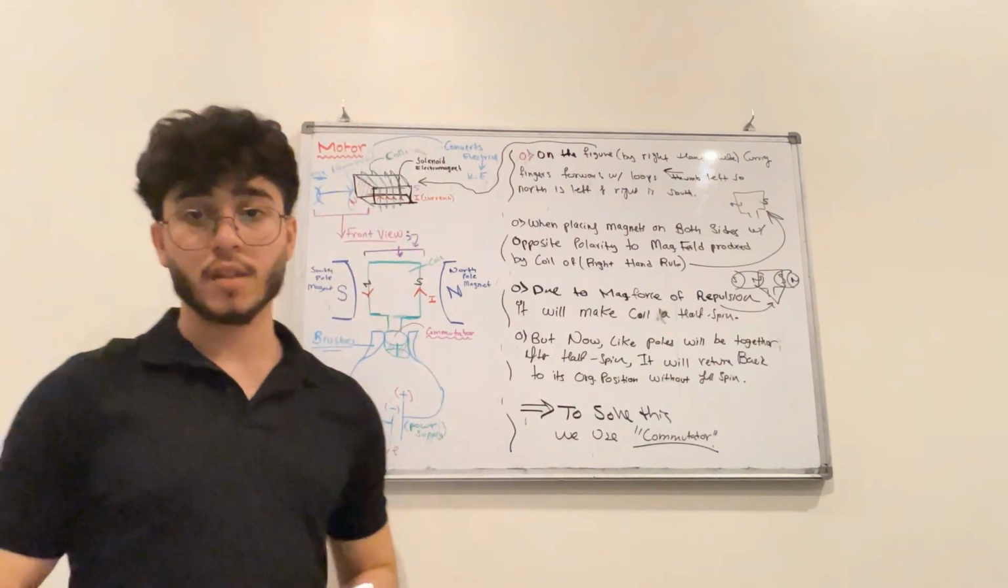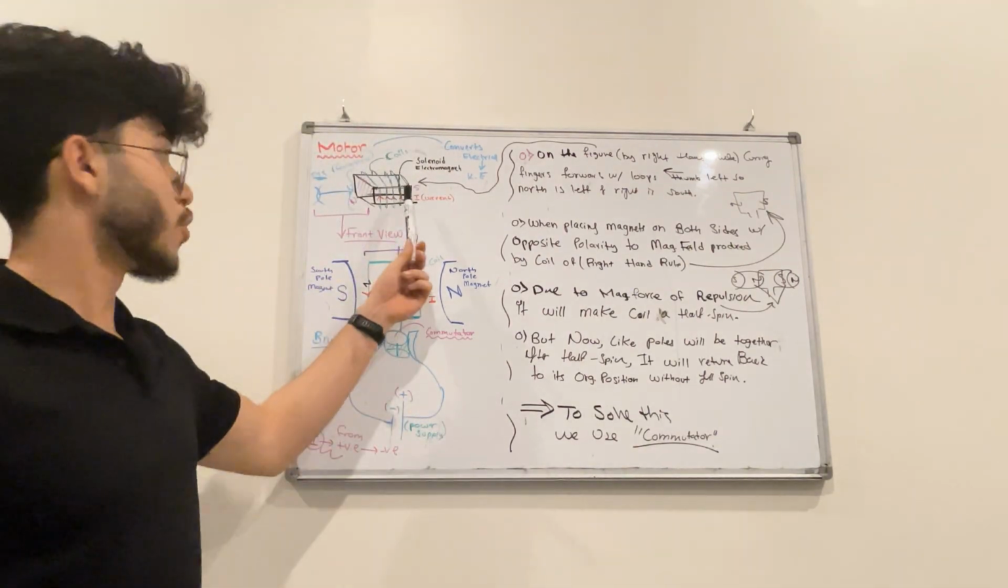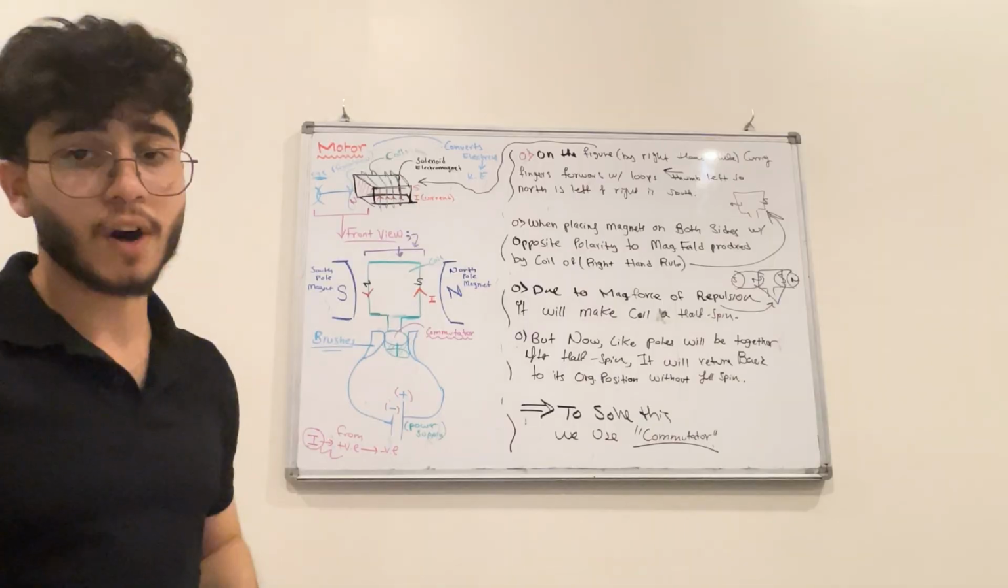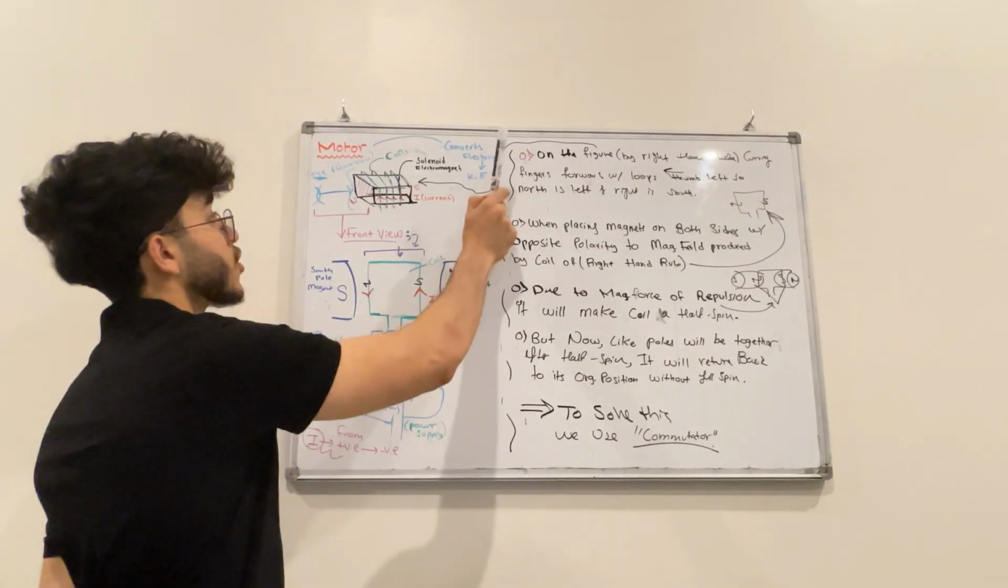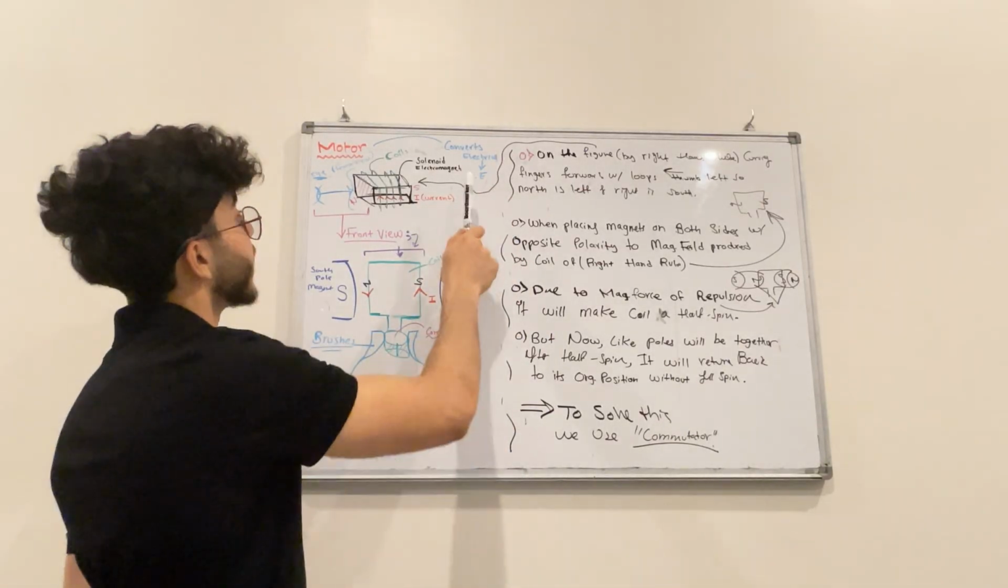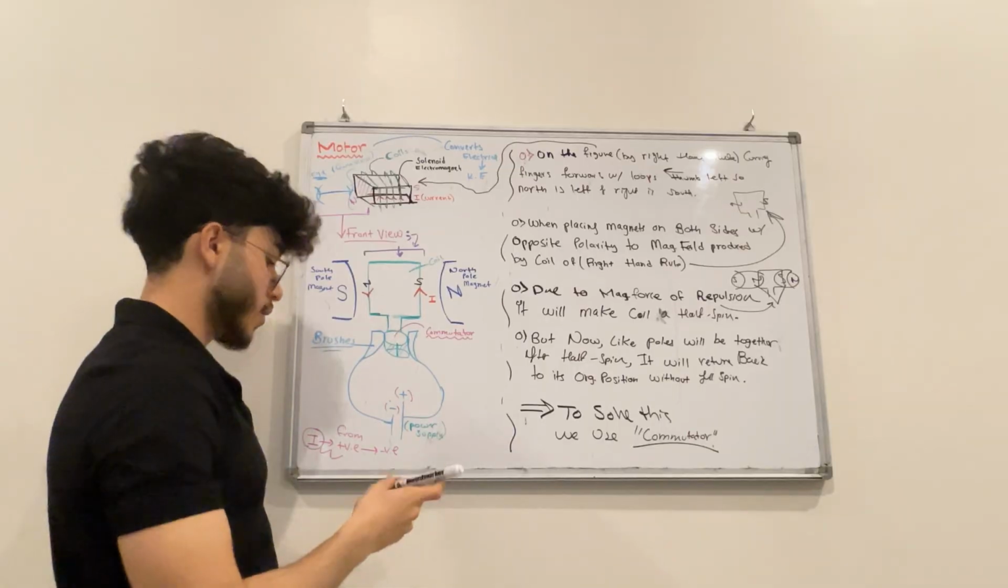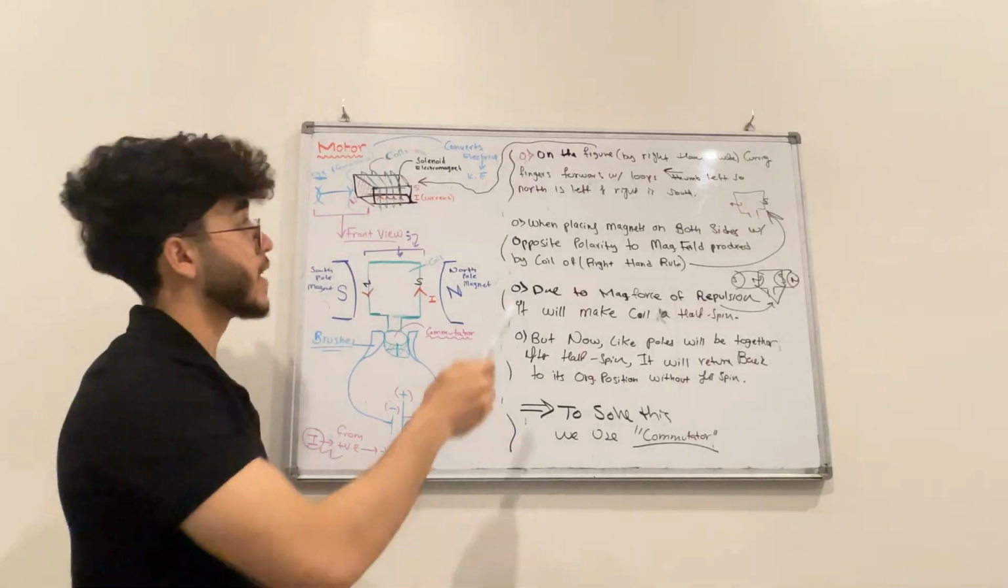Okay, a quick summary about the previous episode, which is electric motor. An electric motor is a device that converts electrical energy into kinetic energy, okay? So we're going to start off with the front view of the electromagnet.